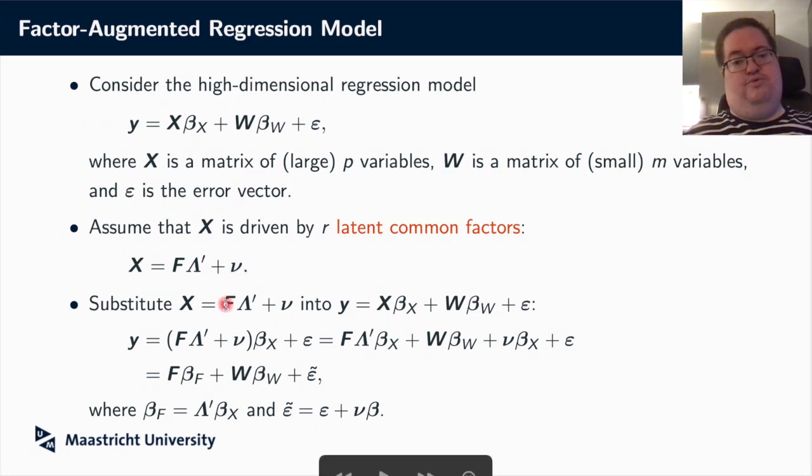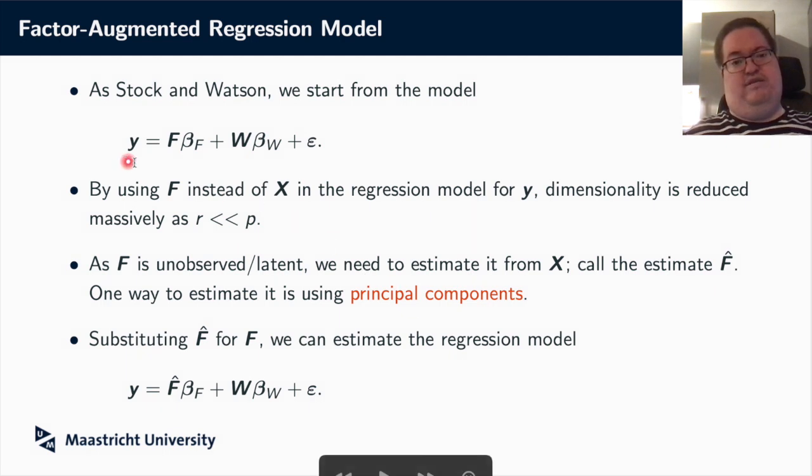Then, if we substitute the expression for X into our high-dimensional regression model and rewrite things, we can write Y as a function of a low-dimensional F, so R is assumed to be small, plus a low-dimensional W, plus an error term, which captures not only the original error term, but now also the part that we cannot capture through the factors, so the idiosyncratic components. So if we could estimate this model and we knew R, then we would have a low-dimensional standard regression that one could easily estimate.